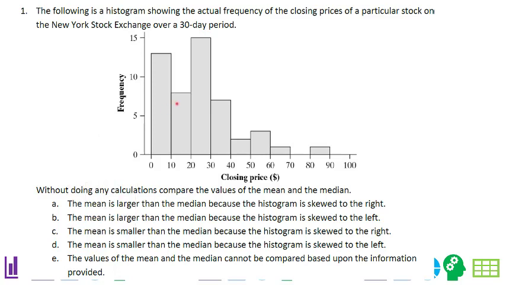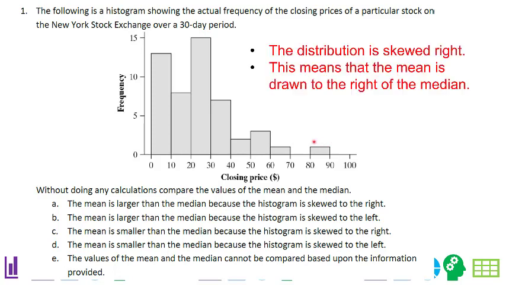So it looks like it's being skewed to the right. If I've had the data in a clump, it's being stretched out to the right, which means that the mean is drawn to the right of the median. So the mean is larger than the median because the histogram is skewed to the right. The first answer is the correct answer.